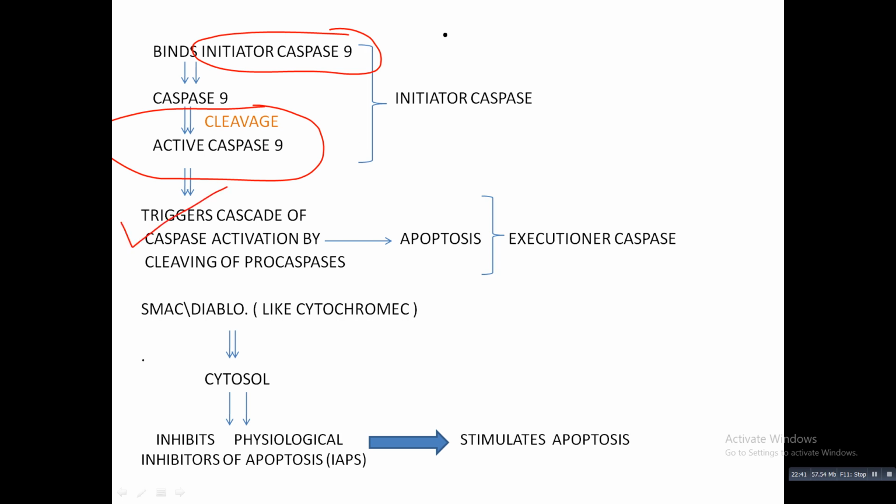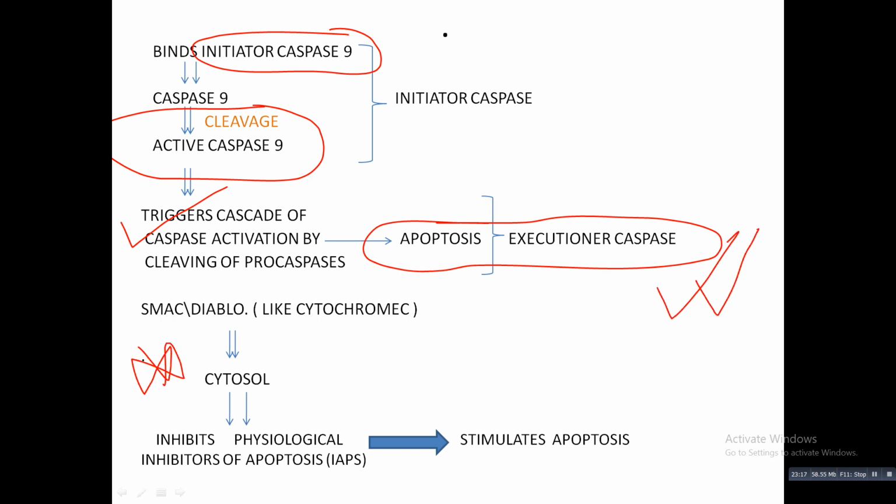Now, a little thing that I would like to mention over here is that in our body there are SMAC and Diablo, which are just like cytochrome C, and once they come into the cytosol, they also inhibit the physiological inhibitors of apoptosis, ultimately leading to apoptosis. This is just extra information that I am giving you. Till here you should understand nicely. Now this is what I have already explained, with cytochrome C coming out, leakage, and activation of caspase leading to apoptosis.